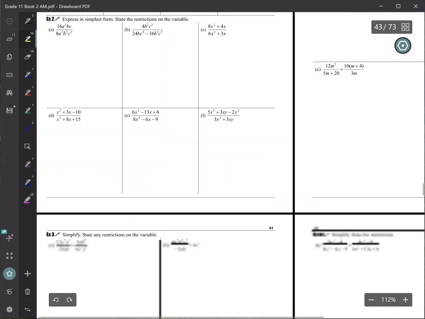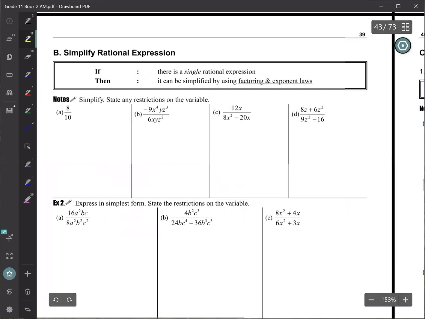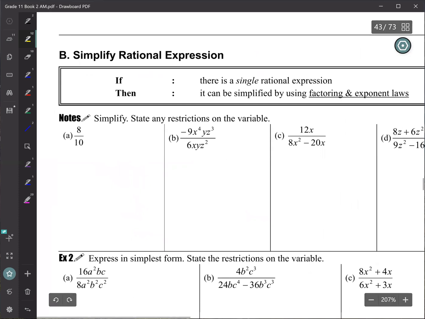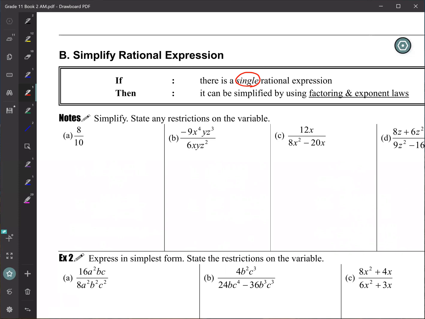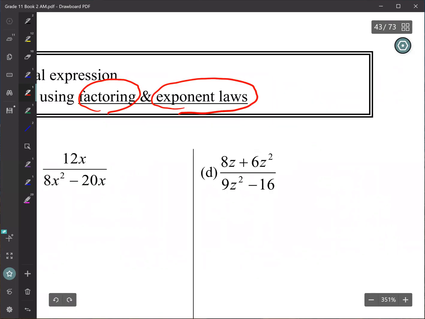So let's go back to page 39. Simplify fractions, simplify rational expressions. You will do that when there is a single fraction. Then it can be simplified by using factoring and exponent laws. Factoring, we just learned it. We just finished factoring. Exponent laws are just very simple laws that you need. For example, let's write it on the side before we begin.